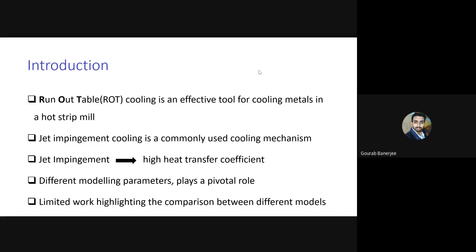Now, the cooling itself can be done through various methods, out of which jet impingement cooling is one of the most commonly used mechanisms, because jet impingement cooling results in a high heat transfer coefficient. The heat transfer coefficient is almost 2 to 10 times that of any conventional cross circulation dryer, and this has been proven in the literature.